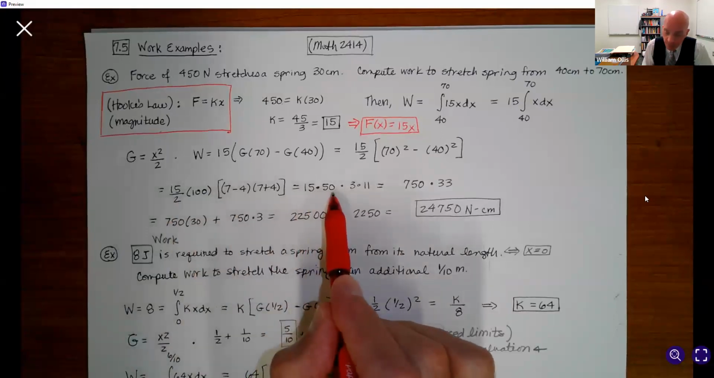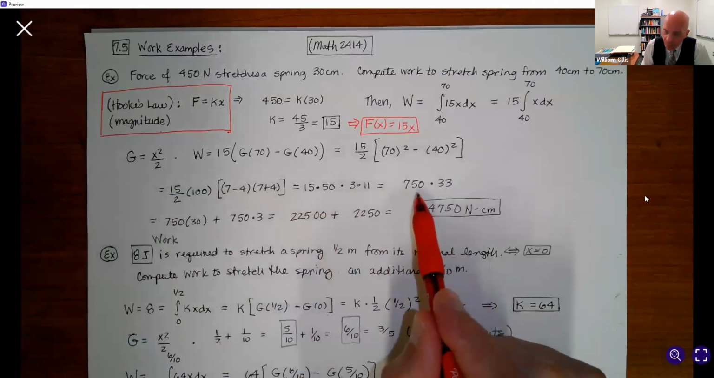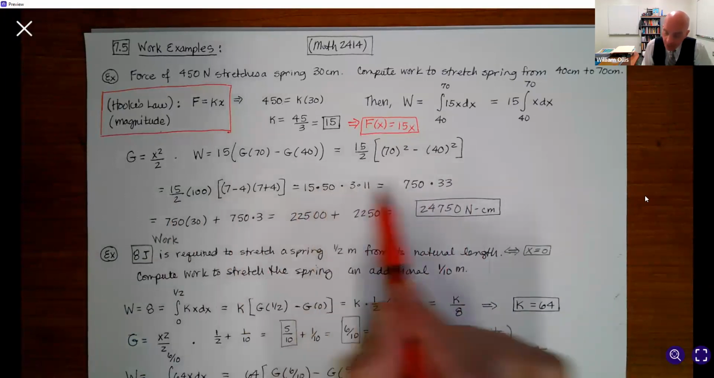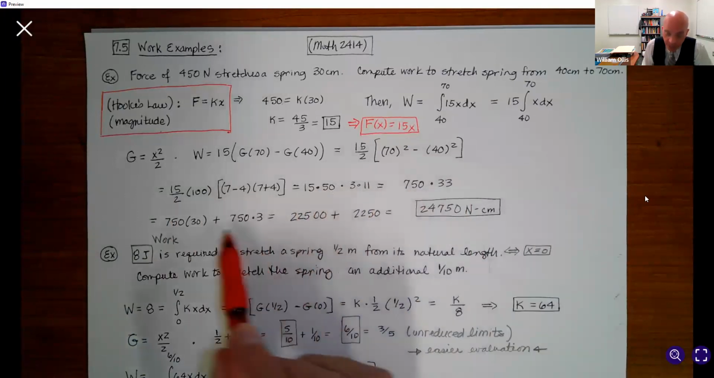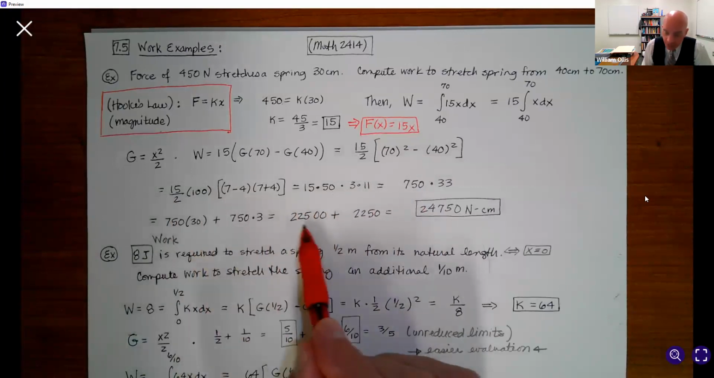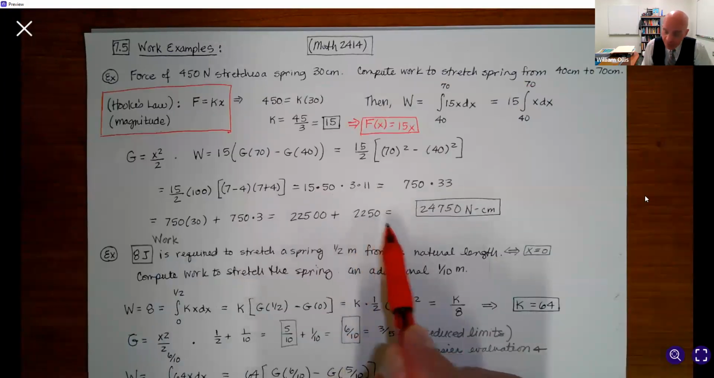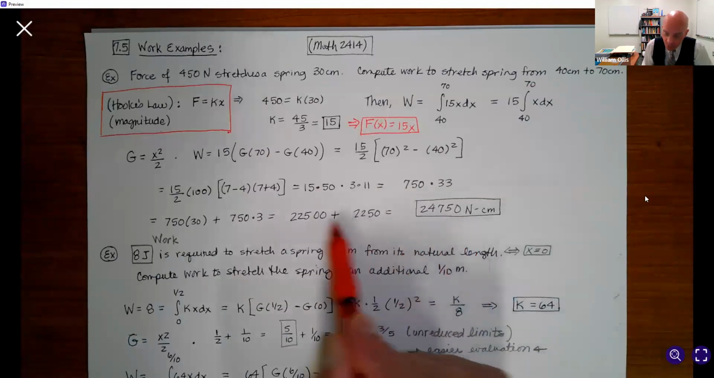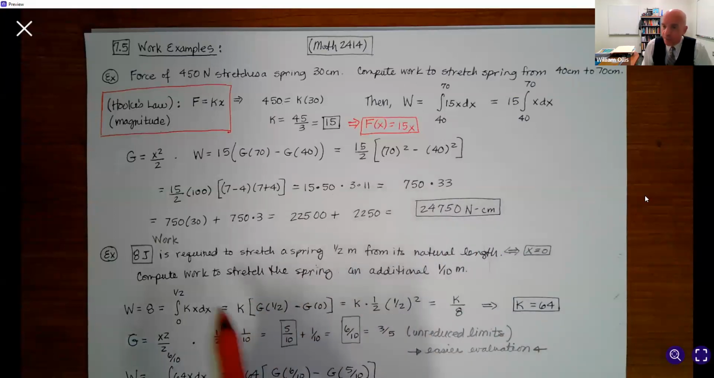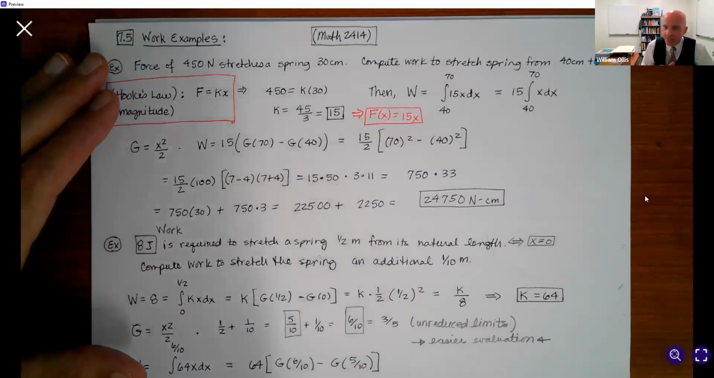We have a 15 times 50. And then, of course, we have 3 times an 11. So that leaves us with what? 5 times 15 is 75. So we have with the 0, 750 times 33. And then you can just break this up to a factor of 3 and a factor of 30. So we'll get 22,500 plus 2,250. And then, of course, when we add these numbers, which you can easily do, we have 24,750 Newton centimeters.